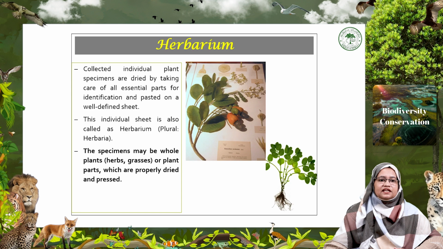As we can see here in this particular case, a twig of the plant is taken, which is pasted on the herbarium sheet, and all the floral characteristics are pasted here, which are important for the identification of that particular plant. And we can also choose a whole plant in the case of a small plant, which also provides the identification points for the plant.